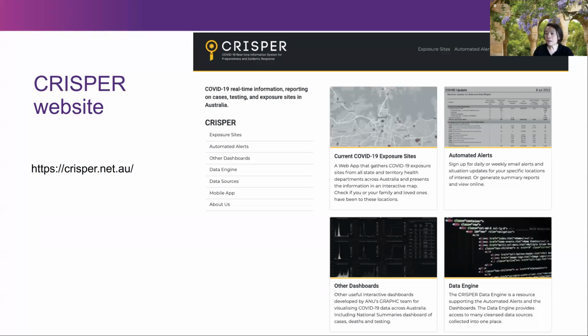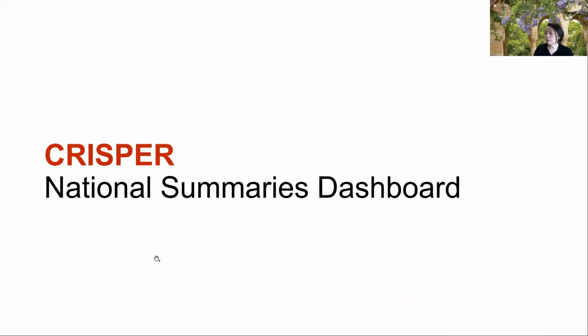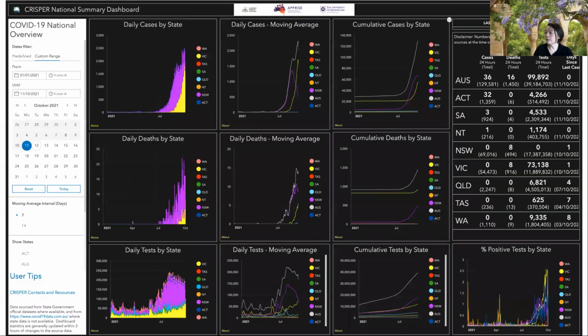So we do have a website of all the different tools that have been developed through this project. And the most popular tool so far has been the web app for exposure sites. There's also a link to all the automated alerts, various other dashboards, and also the data engine. So I'll talk about most of those. So firstly, a national summaries dashboard. So this is just a screenshot, but you can go in and play with it later.